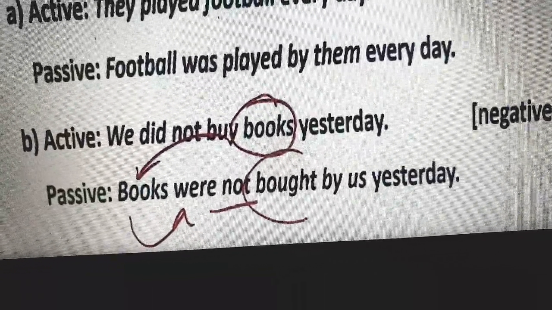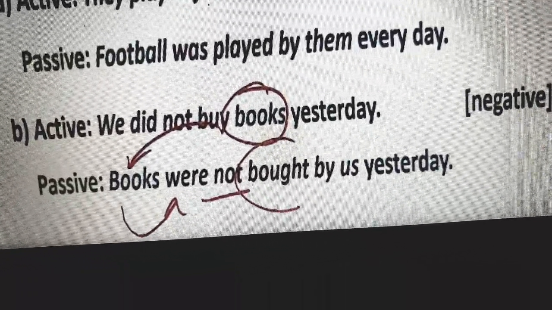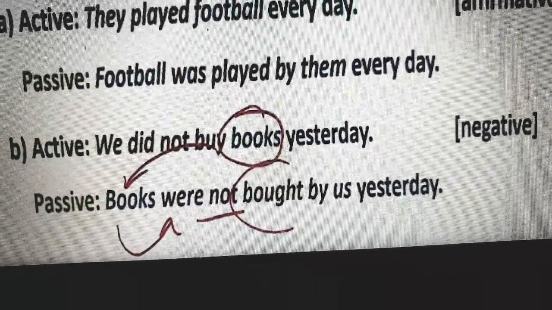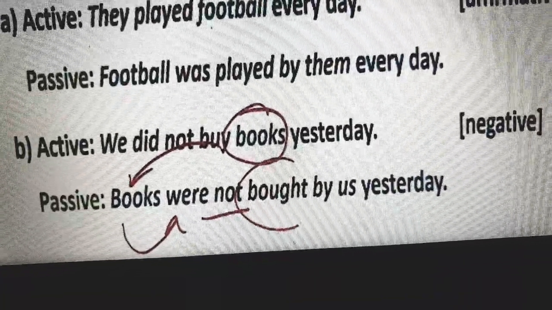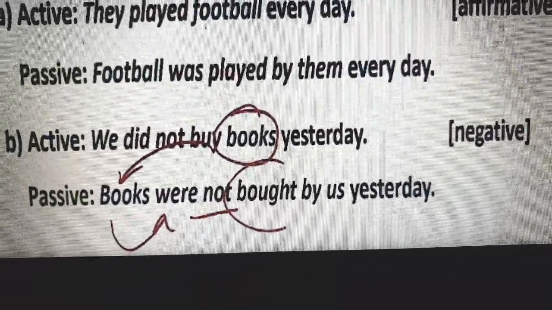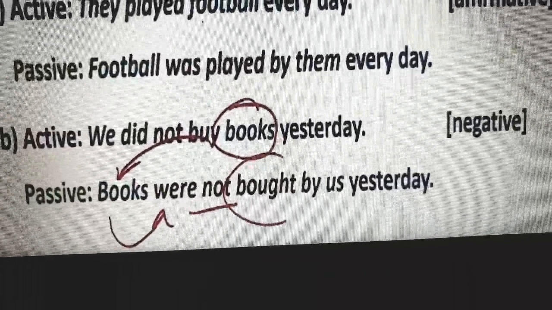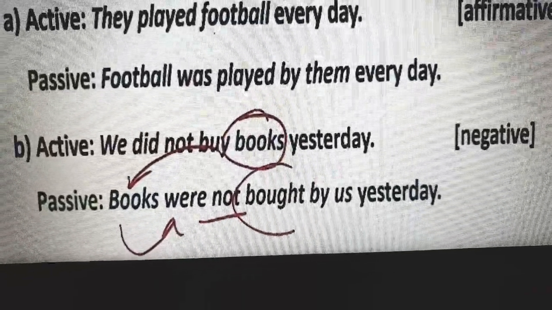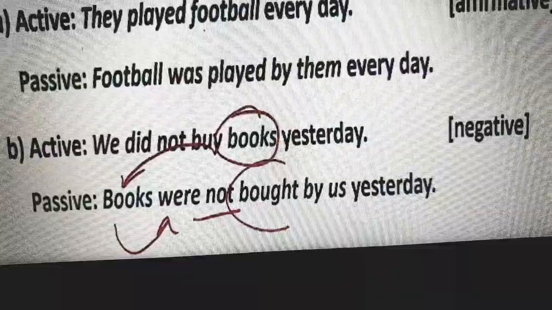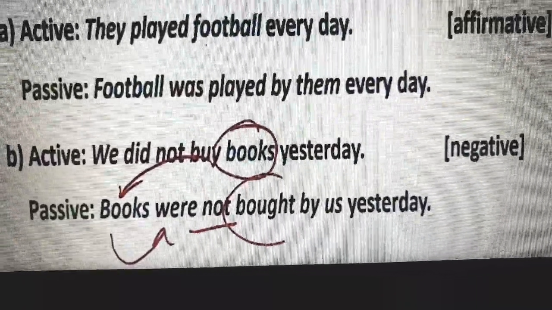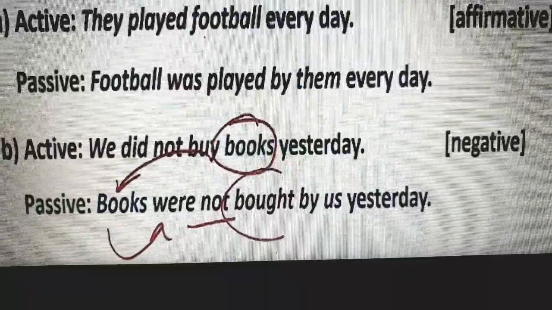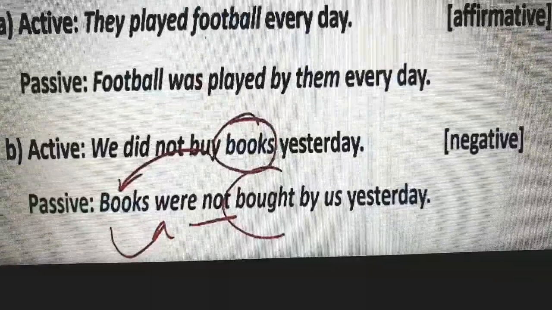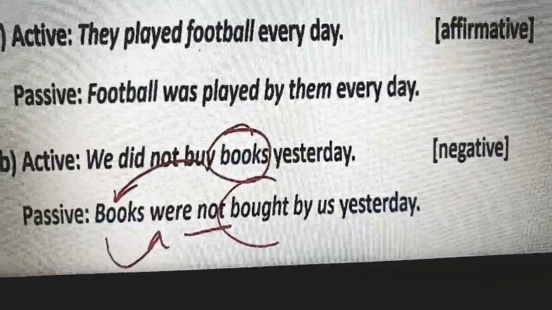So books were not bought by us. Notice that in the first sentence, "they" changed to "us". As we said in the previous video, we should change the pronouns. We cannot keep the subject pronouns as they are, so it wouldn't work to say "by they" or "by we". If I want to change it to an object, it is because the subject became an object. So books were not bought by us. So "we" changed to "us", as we saw in the previous video yesterday. Okay.